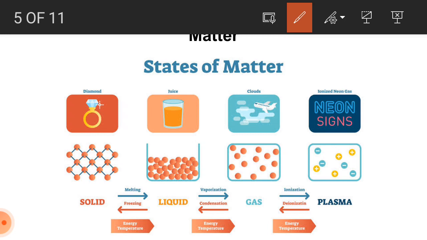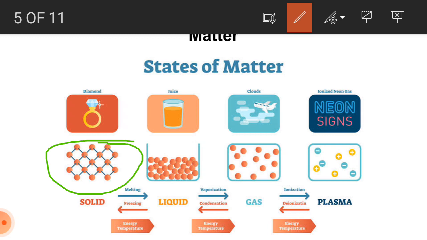The solid state comprises entities, the atoms and the molecules, which are held together strongly. The bonds between these entities are so strong that the atoms and molecules cannot move around. They can only oscillate at that particular position. The second state of matter is liquid.